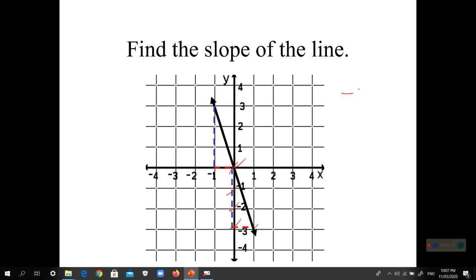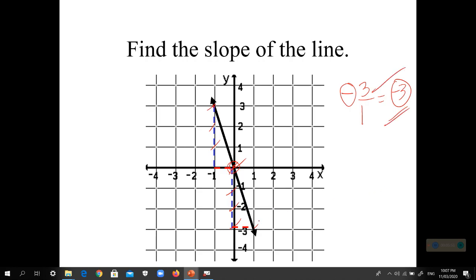So we have here 3 over 1. So we have here negative 3 divided by 1 is negative 3. If you are going to use this point and this point, for example, still you have 1, 2, 3, and then we have here 1. So 3 over 1, or since again this leans to the left, that's why you have here negative. Still, you have negative 3 as your slope.